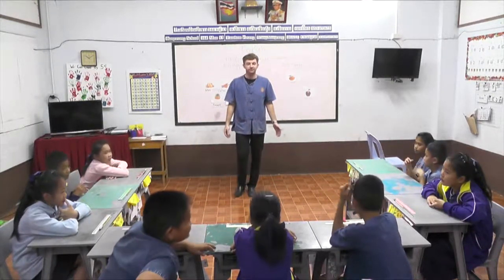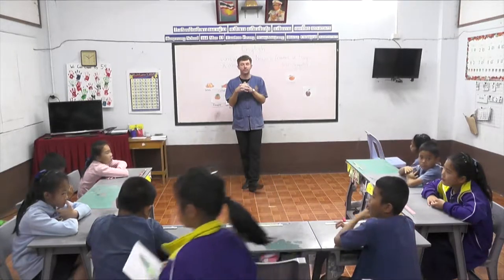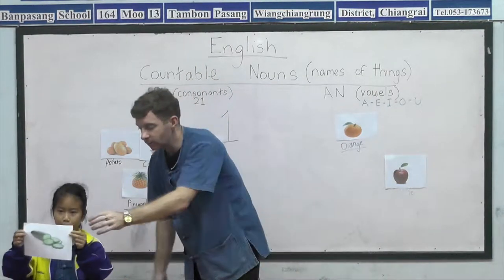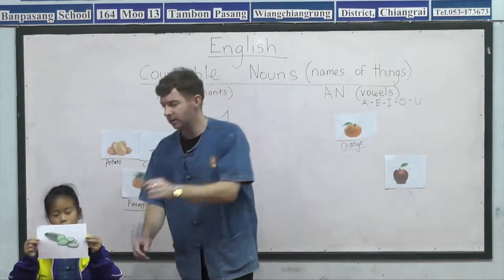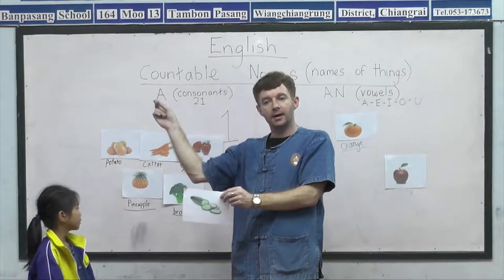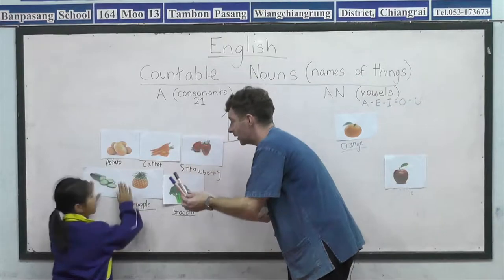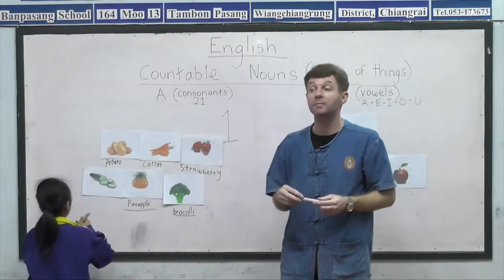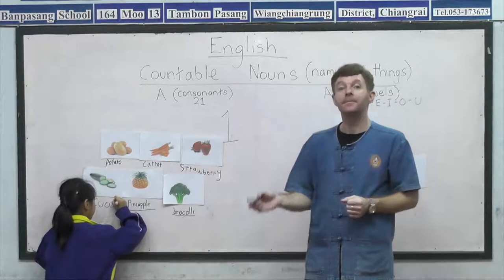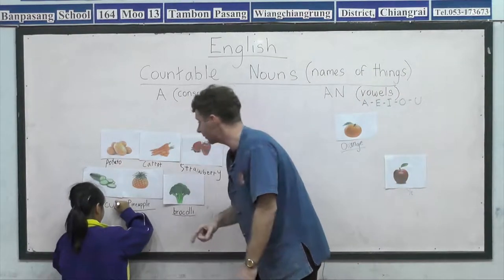Open your eyes, please, guys. Let's see. Prel, can you come and join me at the front? Let's see, what do we have? Hold it up high. Cucumber. Okay, cucumber. First letter of cucumber is C. So what do we think? An or a? A. A cucumber. What colour would you like? Black. So how do we spell cucumber, guys? C-U-C-U-M-B-E-R. Perfect. If you run out of space, you can write below.